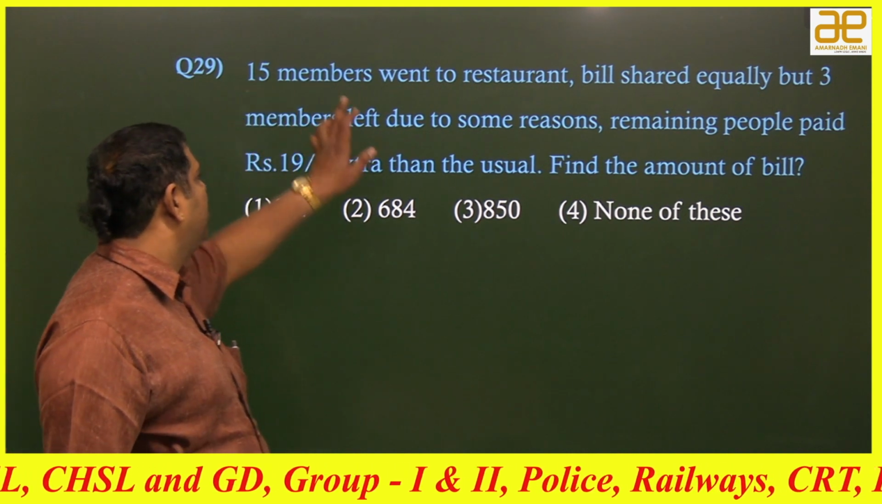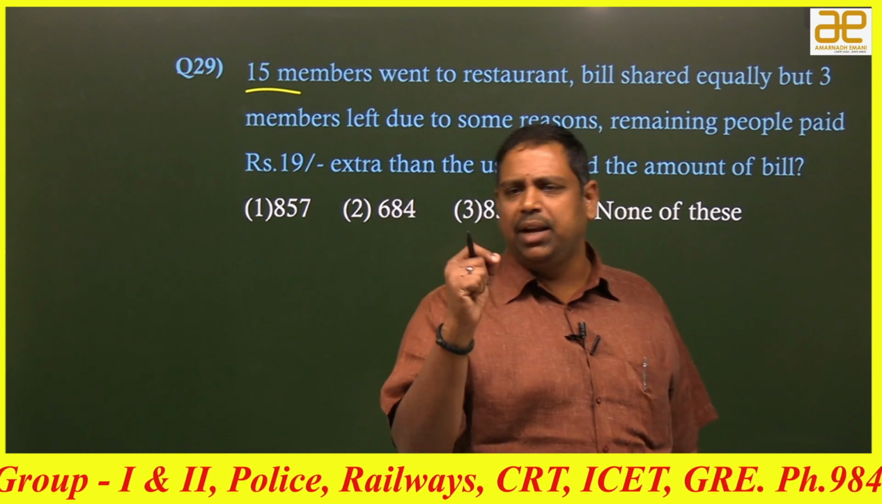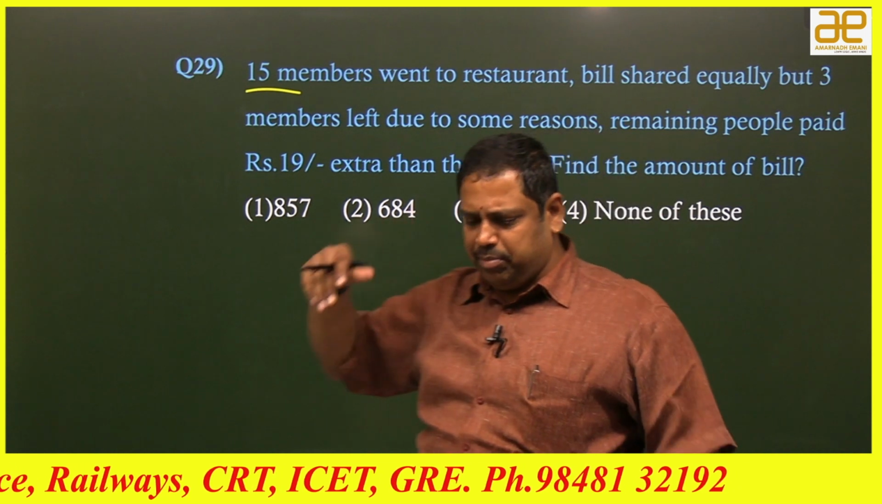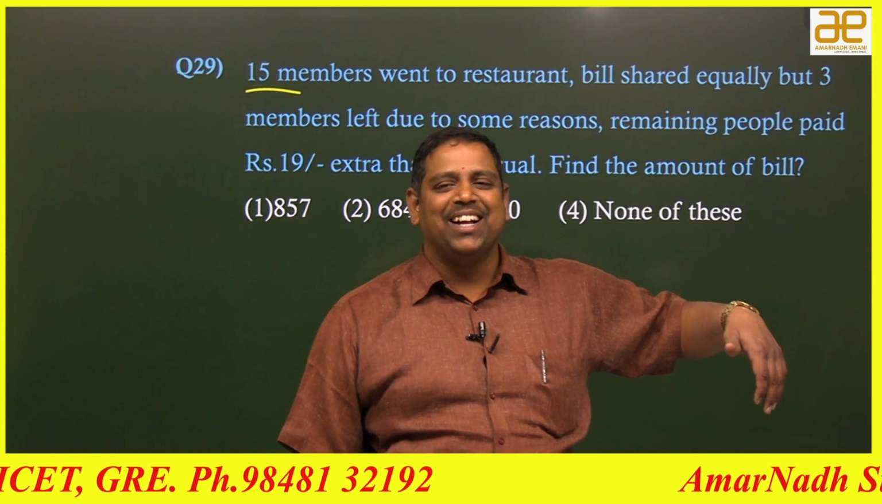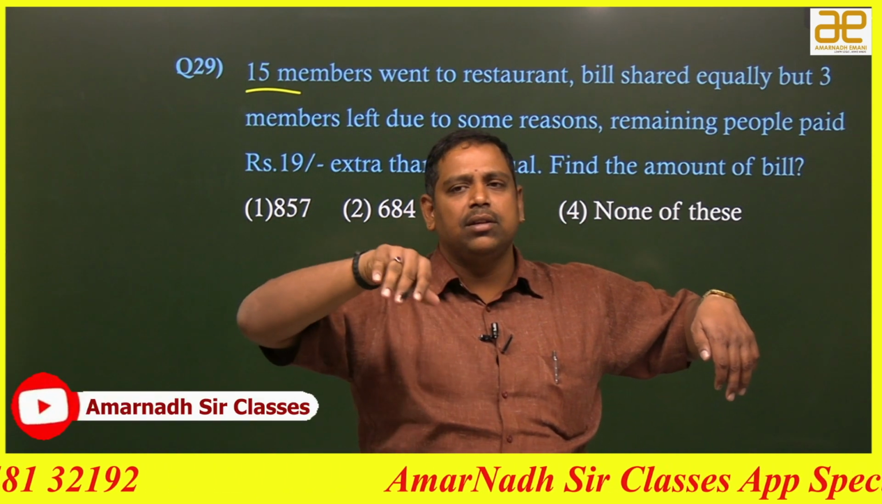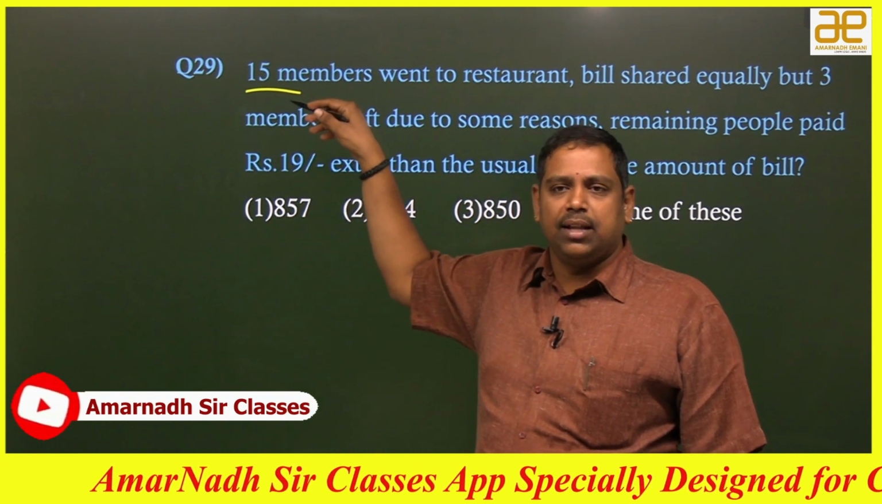Here 15 members went to the restaurant. They decided to pay the bill equally. 3 members left. What happens here? Suppose me and my girlfriends, we 3 members left. Then my bill will also be paid by you only, right? You means how many members? 12 members, because we are 3. So 12 members are there.